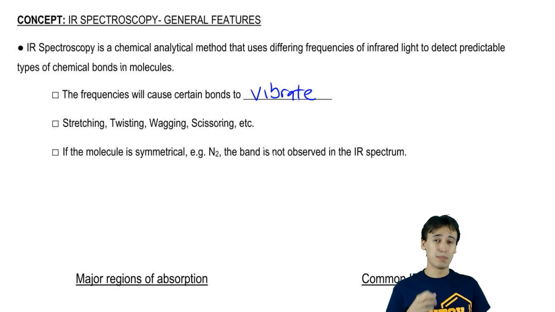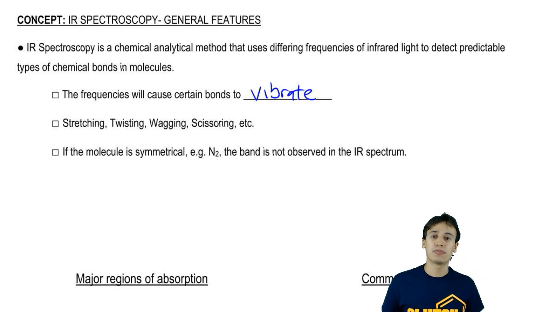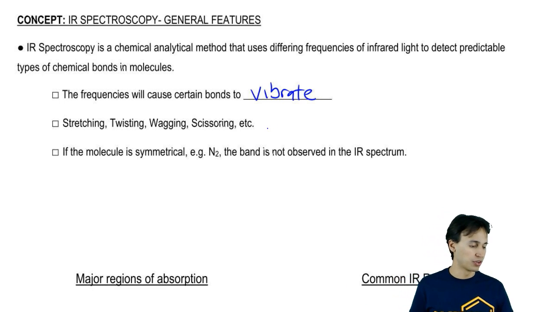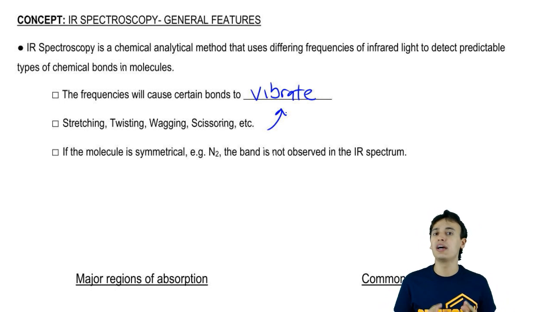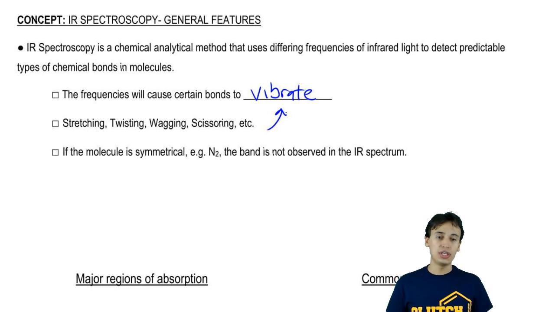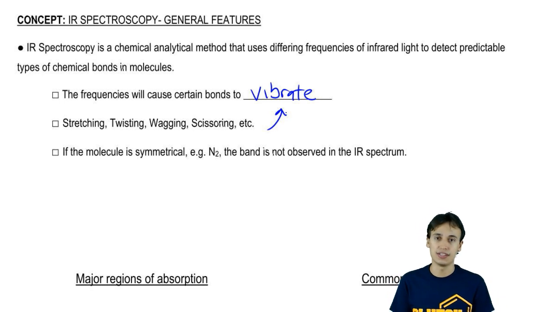Now there's actually a bunch of different types of vibrations that are possible. Stretching, twisting, wagging, scissoring, rocking, that's another one. But for the purposes of this course, we're really going to treat them all the same, and we're just going to refer to all of them as vibrations, okay? Now, the whole idea behind IR spec is that we can use different frequencies of light to make different types of bonds vibrate, okay? Because different bonds will vibrate or resonate at different types of frequencies, okay?